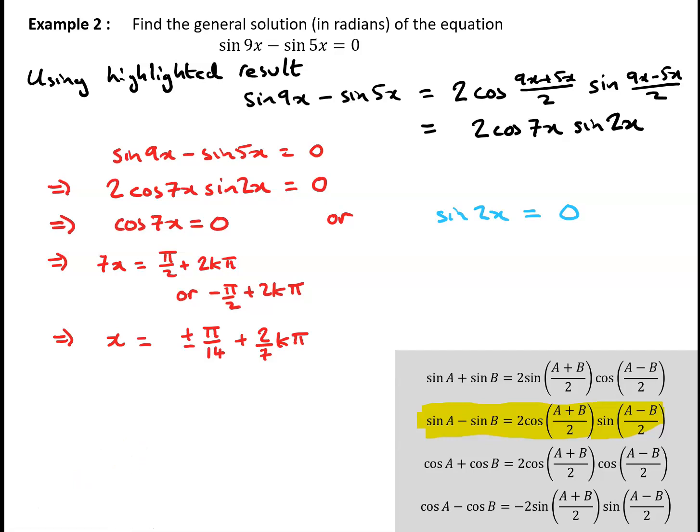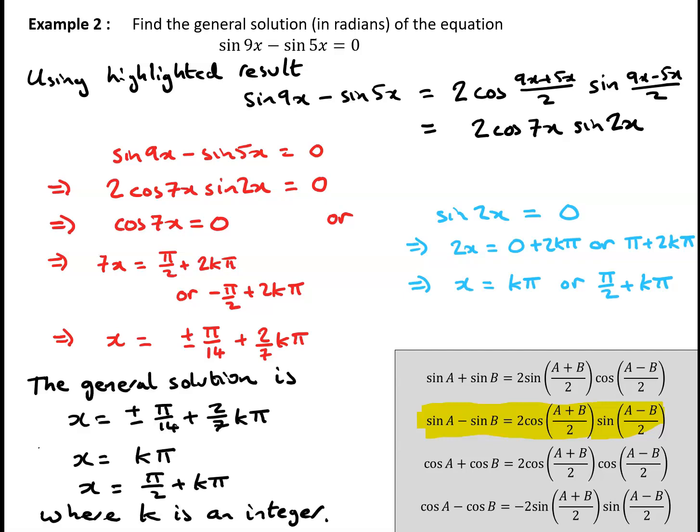Now for sin 2x = 0, I know that sine of nothing is nothing. So I've really got the equation sin 2x = sin 0. And that means that I've got that 2x is either 0 + 2kπ or π − 0 + 2kπ. In other words, 2x equals 2kπ or π + 2kπ, which gives me x is either kπ or π/2 + kπ.